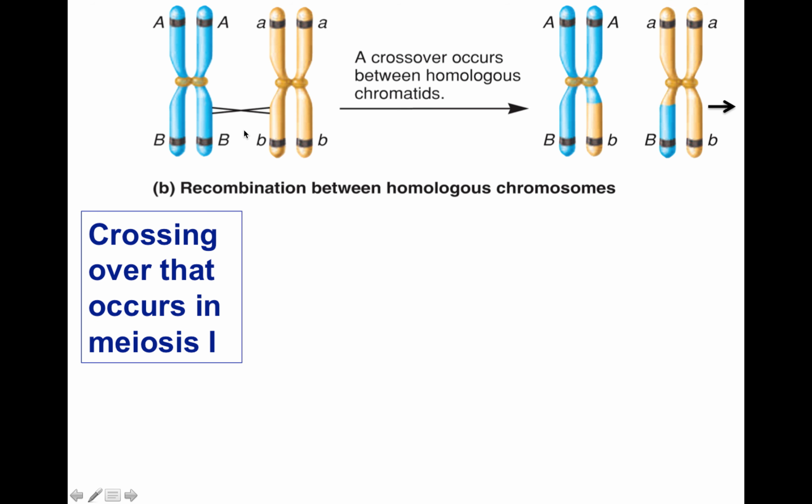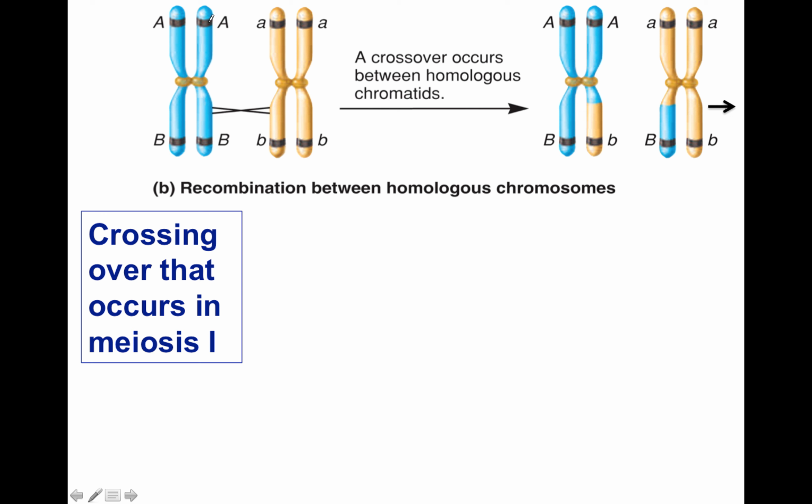However, during meiosis, crossover occurs and forms recombinant chromosomes. This occurs in meiosis 1. Here you have homologous chromosomes. These are the same chromosome. Let's call them chromosome number 3. This chromosome number 3 you got from mom, and this chromosome 3 you got from dad.